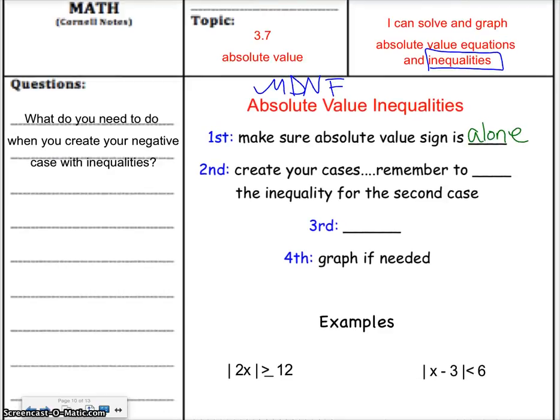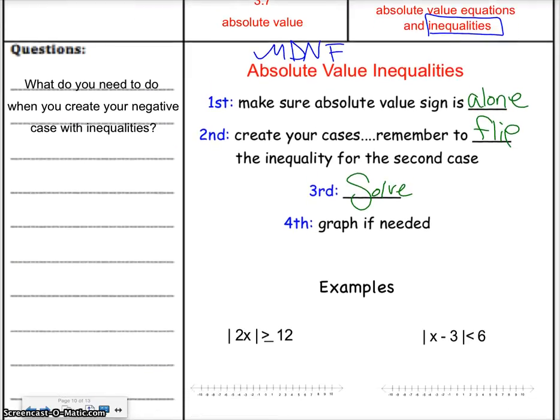And then you create your cases. That's what we've always been doing, except now when we make our negative case, we have to flip. You have to flip the inequality for that second negative case. Then you solve and graph, if needed. Today you're going to have to graph, because sometimes things get weird when you graph.